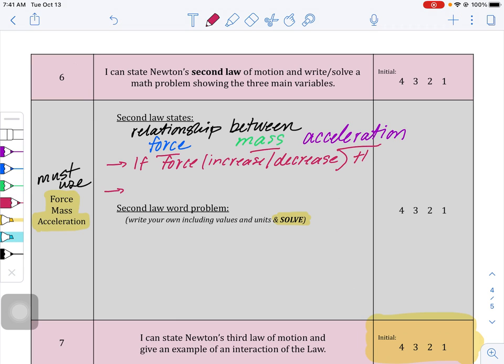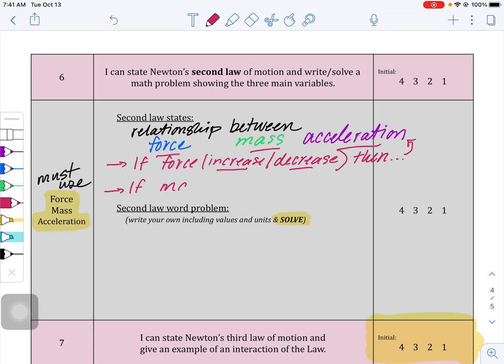So if force increases or decreases, then what do we know is going to happen to acceleration? So you can pause and write out that statement, thinking about, if you push harder on an object, what's that going to do to its acceleration? If you have less of a force, what will that do? So acceleration will also see an increase or decrease.